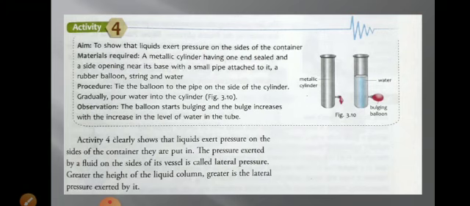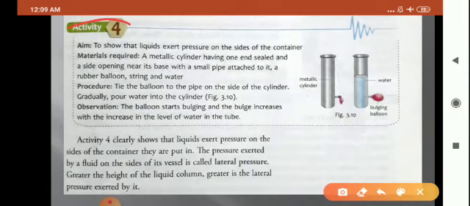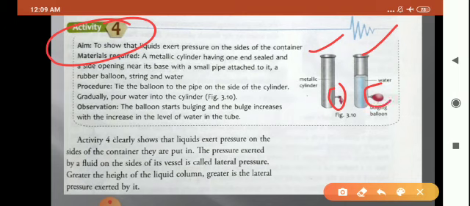Now activity 4 children. This activity 4 shows that a liquid exerts pressure at the side of the vessels also. Now here children, in activity 4, two metallic cylinders are taken, and at the side of the metallic cylinder, two openings are there, pipes are there, where balloons are attached to them.